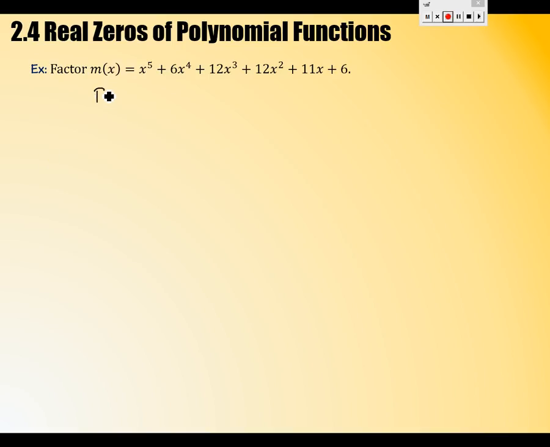All right. So what are the possible roots? The possible, I should say, rational roots.